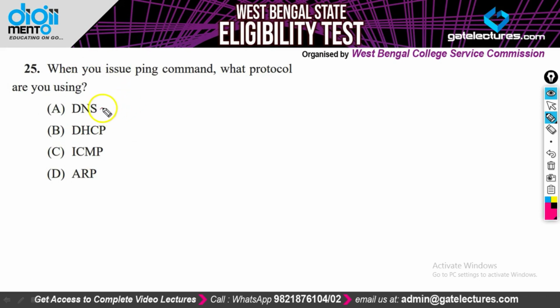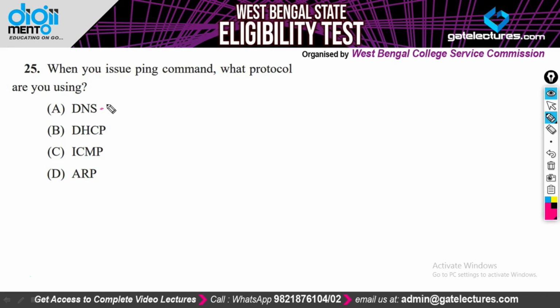Okay, so the first one is DNS. DNS is Domain Name Server. No, this is not the answer because we know how DNS is used and how it works. It is used to resolve names. Like when you use your phone book, you know the name but you don't know the person's phone number. So you use your phone book.